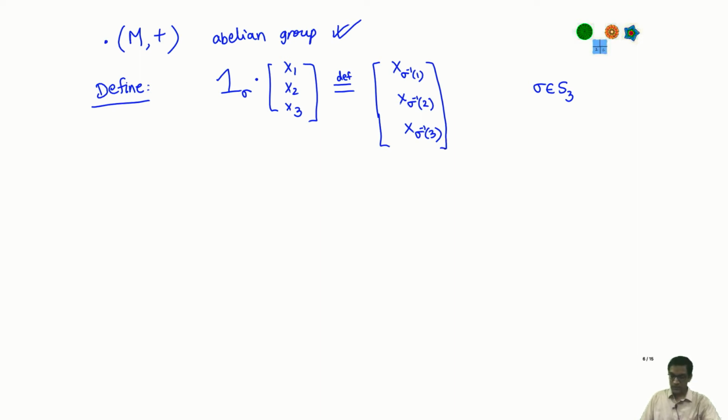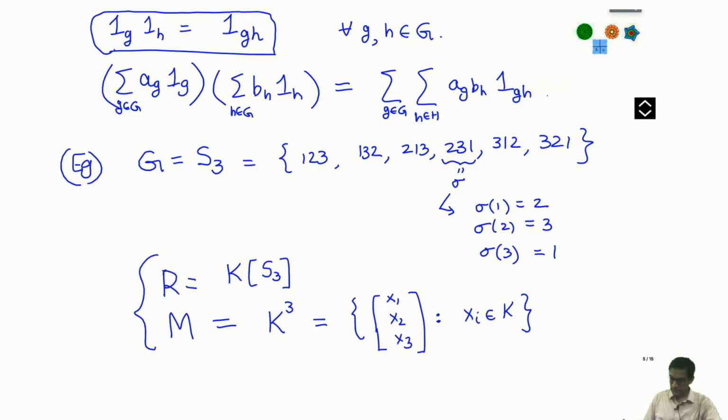Okay, so this is my definition. Each column vector x1, x2, x3 is mapped to the vector x sigma inverse 1, sigma inverse 2, sigma inverse 3. So let's do an example. This is for any sigma, so this is for all sigma in S3. Let's take that particular sigma that we looked at in the previous one. Let's take this example.